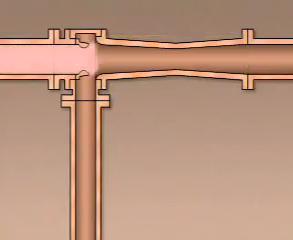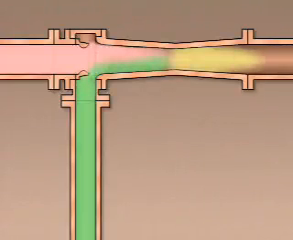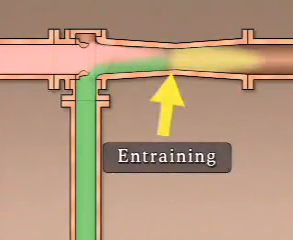Steam enters the air ejector through the steam inlet and is accelerated through the nozzle. The high-velocity steam flow creates a low-pressure area at the air suction port, which draws in air from the main condenser. The air is pulled through the suction port into the combining tube, where it combines with a jet of steam. This combining process is called entraining.